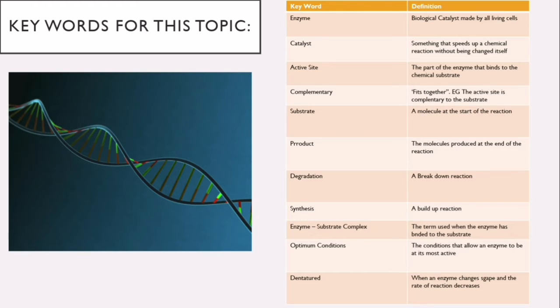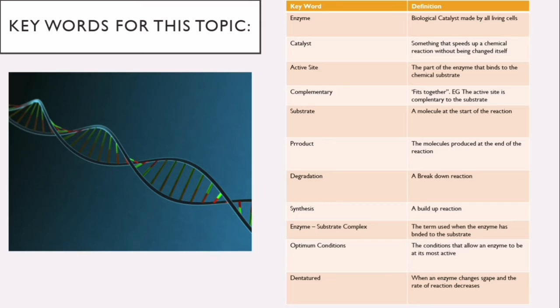Degradation. How do I say that? Degradation. Let's just go with that. And synthesis. Synthesis is the build up, and degradation is the breakdown. Enzyme substrate complex is the term that is used when the enzyme has bound to the substrate. Optimum conditions is the conditions that allow the enzyme to be at its most active stage.